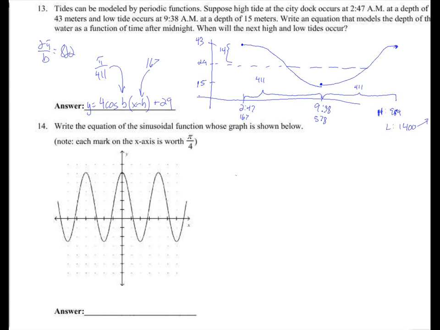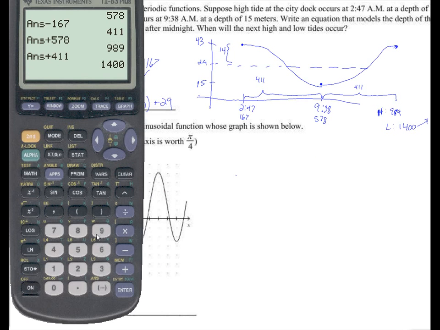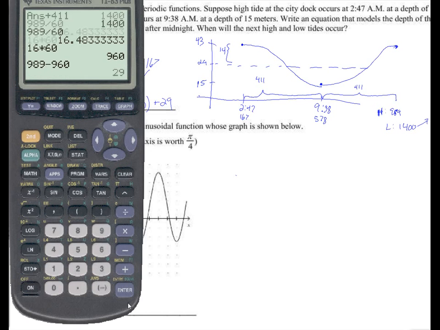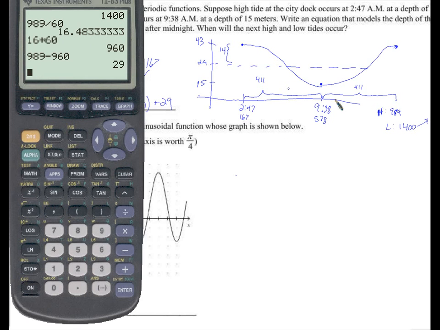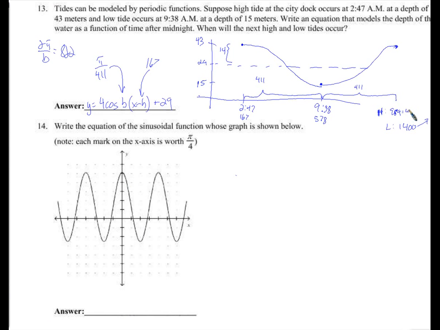So let's just figure out how many hours and minutes 989 minutes is. 989 divided by 60. Let's figure out how many hours. Well, 16 and some hours. 16 times 60 is 960 minutes. If we take 989 and subtract 960, we find out how many extra minutes we have, 29. So 16 hours is 4 o'clock, and that's 4:29.